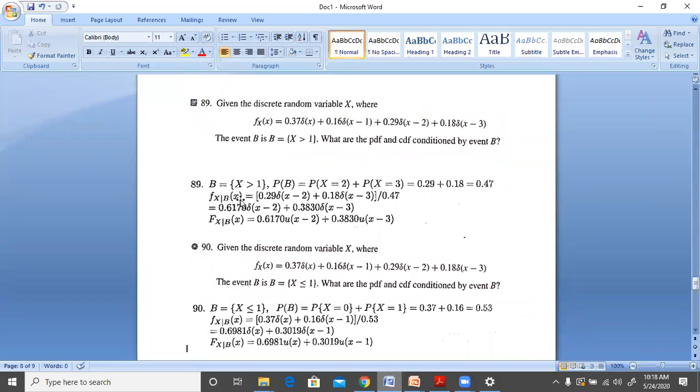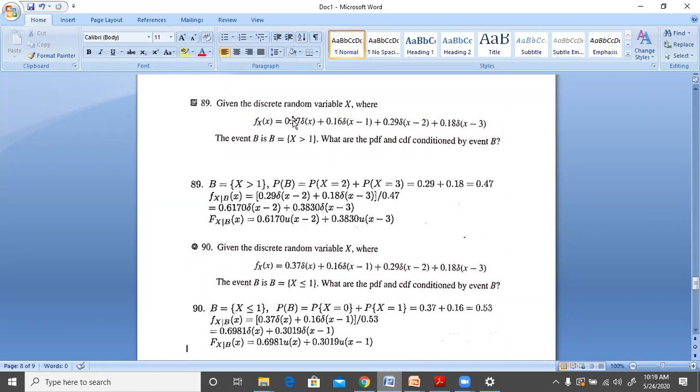So f of x given B at the value x will be equal to f of x divided by the value which is probability of B, and that is 0.47. You should remember we should take only those values for which x is greater than 1 in f x, so we'll get only these two, and that has to be divided by 0.47. So we'll get 0.617 del x minus 2 plus 0.383 del x minus 3.